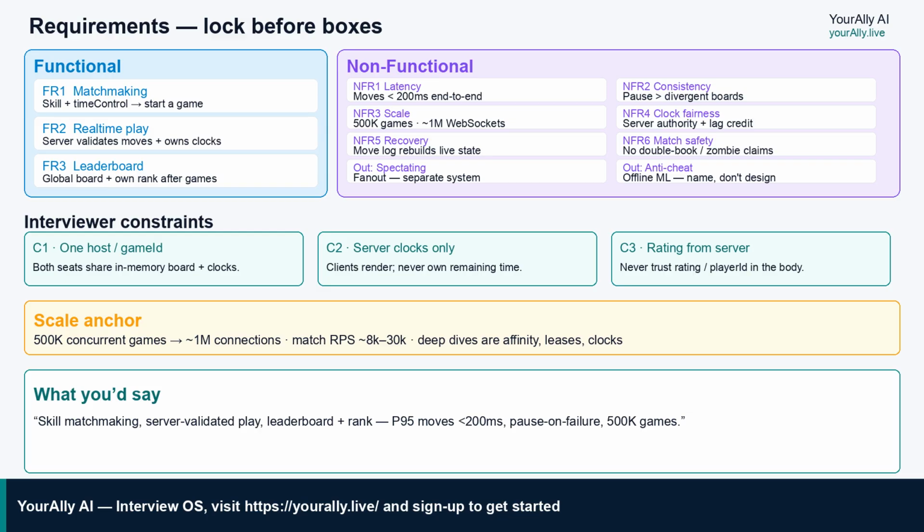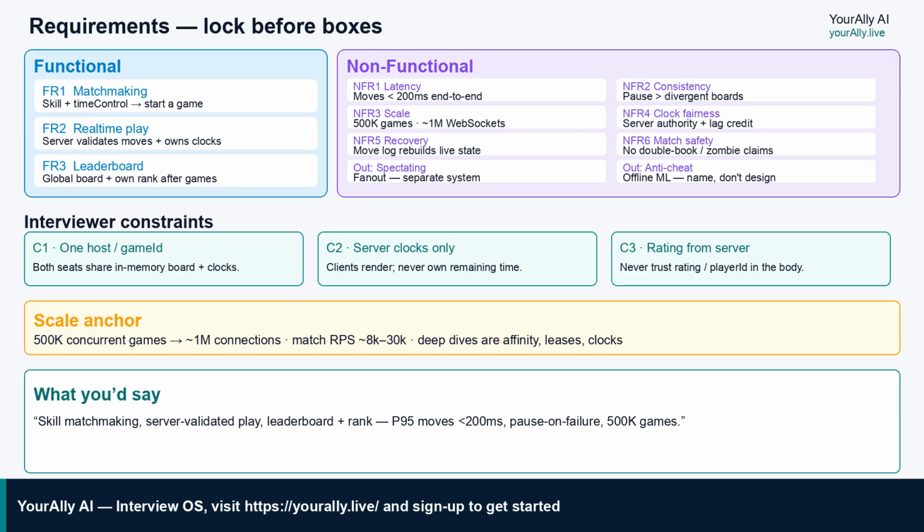A paused game recovers, a corrupted one does not. Interviewer constraints that force later boxes: one authoritative host per gameId, clocks advance only on server events, the move log is recovery, clients never supply rating, and disconnects may use an abandoned timer instead of instant forfeit.